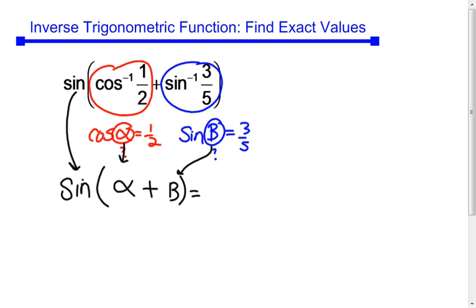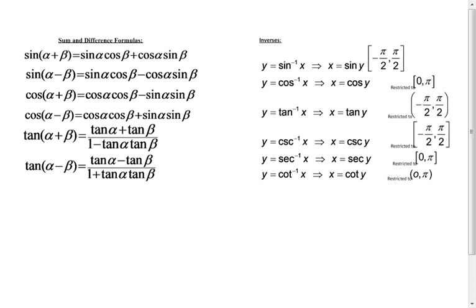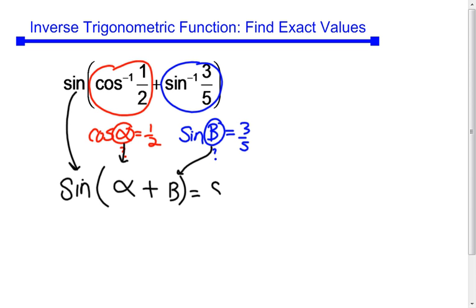And again, you're not going to distribute when you see something like this. You are going to use your sum and difference formulas. So if you look at your sum and difference formulas, you will use this one right here because I am doing sine at alpha plus beta. So I'm copying that from my master formula sheet. Sine at alpha, cosine at beta, plus cosine at alpha, sine at beta.